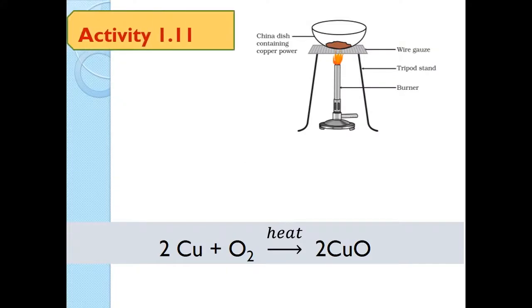Now, let us discuss activity 1.11 as given in class 10 Science NCERT textbook. It deals with reaction of copper with oxygen. As a result, copper oxide is formed. You know, copper is brown color powder and copper oxide form, it is black color substance. Let us see this activity.